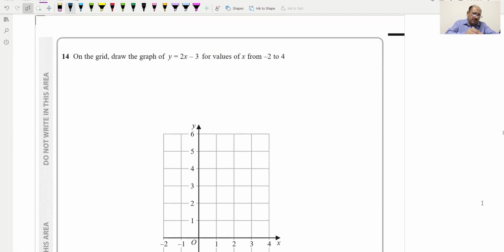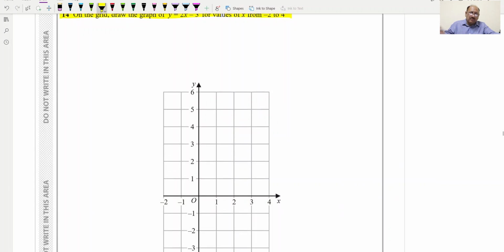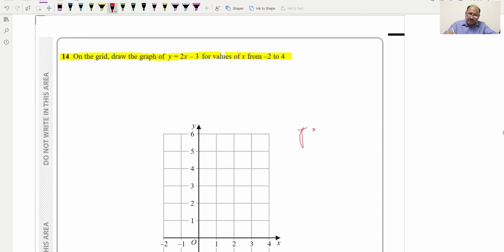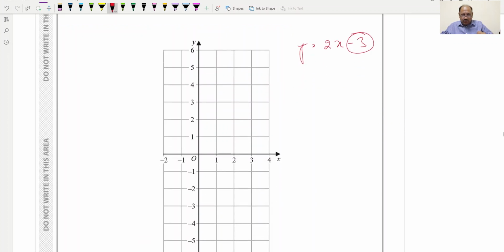Now question number 14 says on the grid draw the graph of y is equal to 2x minus 3 for values of x from minus 2 to 4. The given equation is y is equal to 2x minus 3. So minus 3 means the y intercept is minus 3, so the line is passing through minus 3, which is this point which we have indicated, and the m value is equal to 2, which is rise over run.